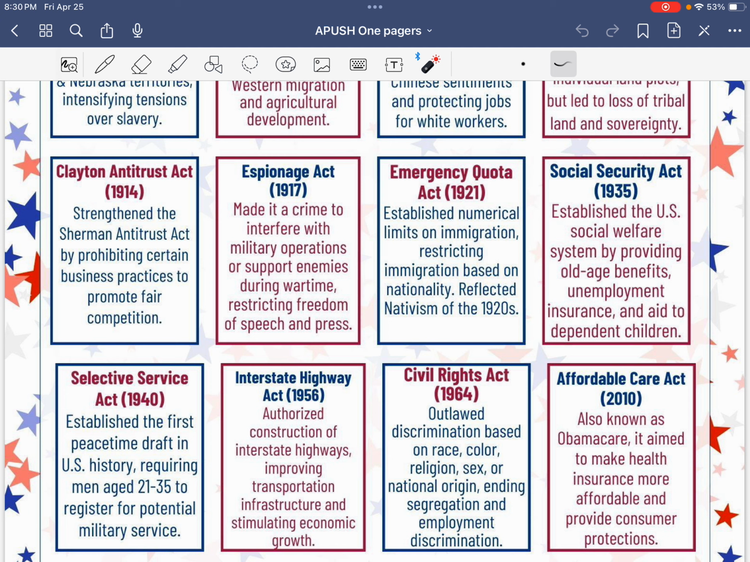that restricted the quota to 2% of what came into the country the year prior. So immigration is going to be attempted to be whittled down and whittled down. And these things won't be taken back until the 1960s with the Immigration Act of 1965. All right, Social Security Act is next.